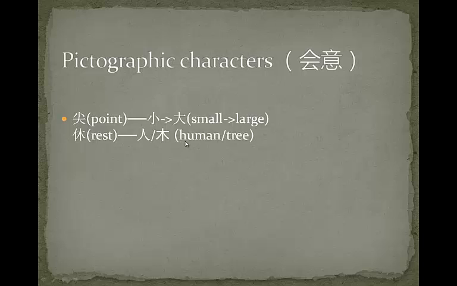Okay, so you can think of the picture of a human leaning against a tree. The basic meaning of 木 is tree, right? A human leaning against a tree. He's taking a rest. Take a rest. Right? So it comes to the meaning of 休, which means rest.